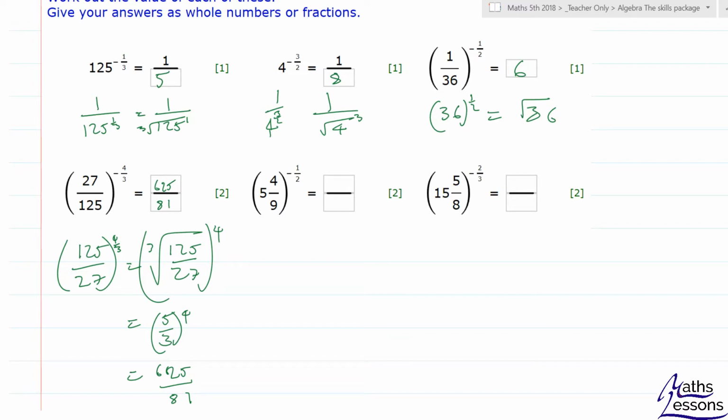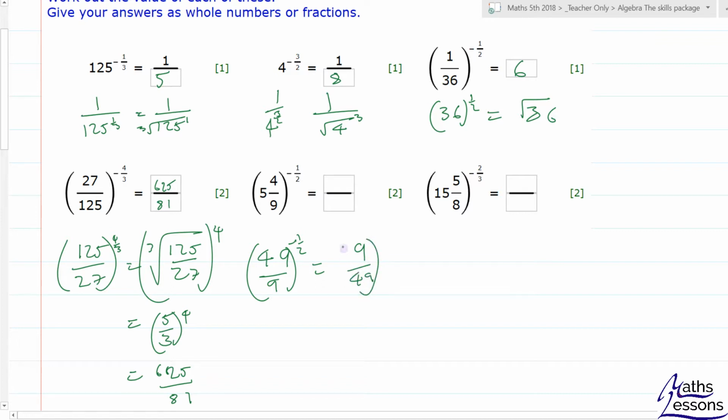Okay, let's have a look at this. The first thing we've got to do is turn this into a top heavy fraction. So 5 times 9 is 45, plus 4 is 49. 9 over... I want to do that to the minus a half. Minus, remember, means flip. So flip it, power of a half. And a half means square root. So we've got the square root of 9 over the square root of 49. The square root of 9 is 3. The square root of 49 is 7.